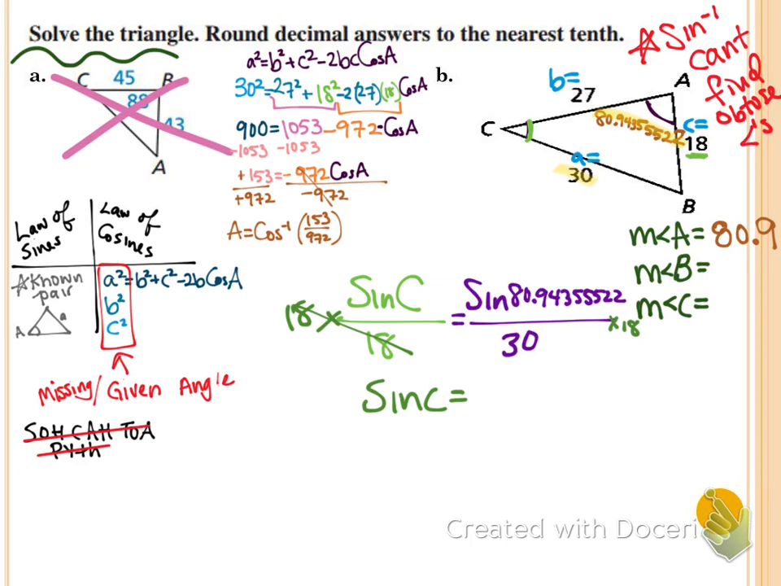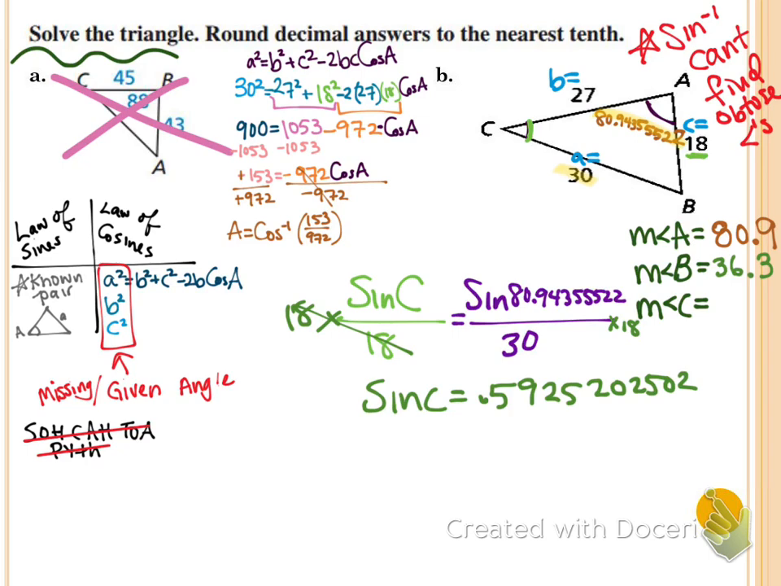So sine of C equals 80.9435552 over 30 times 18. And you get a decimal. You don't have to write it down. I'm just writing it down so you can see what I see in my calculator. I'm going to shift sine of your previous answer, and it is 36.3.